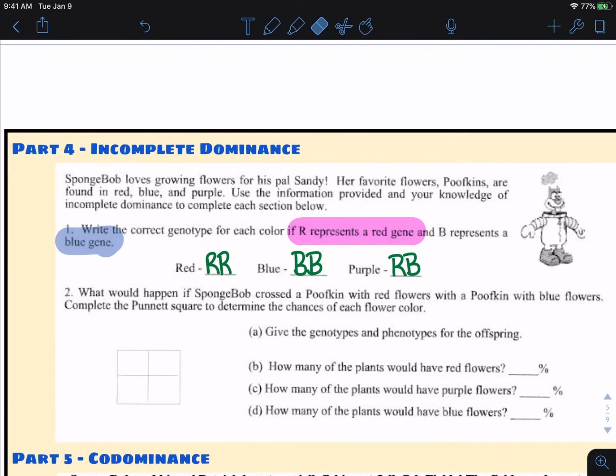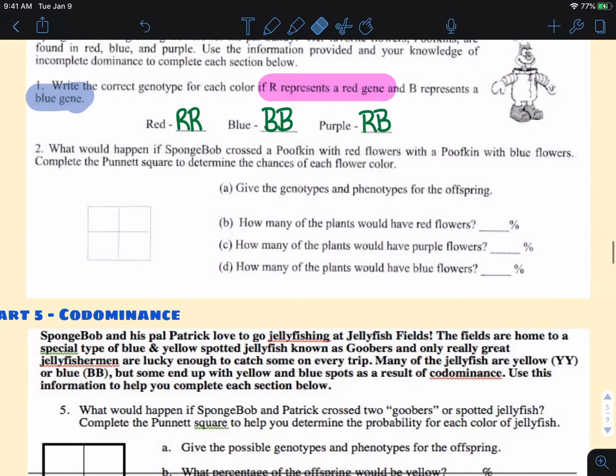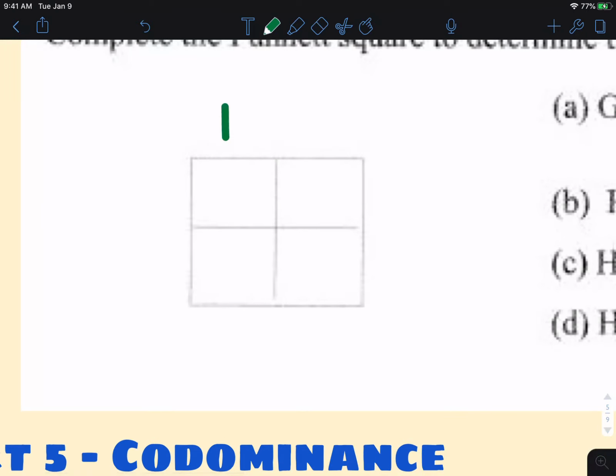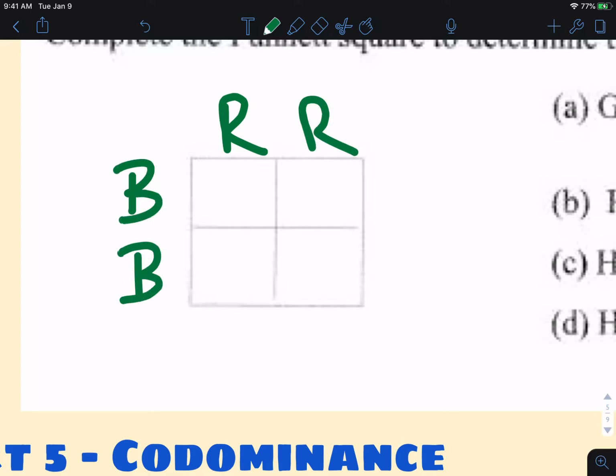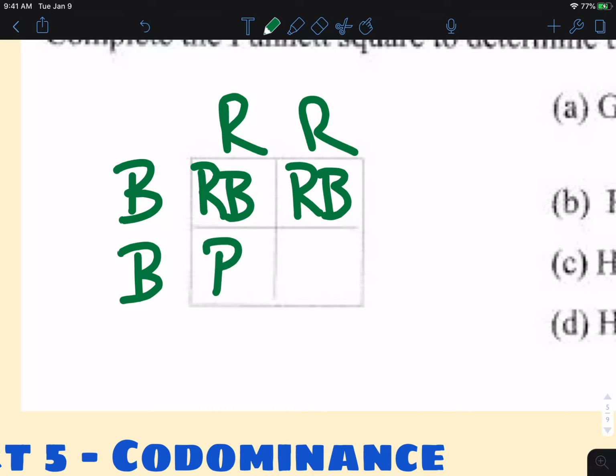All right, so let's move on. What would happen if SpongeBob crossed a puffkin with red flowers with a puffkin with blue flowers? Complete the Punnett square to determine the chances of each flower color. Okay, so if we look at this Punnett square, and we have a red one, which we know red is represented by RR, and we have a blue one, which is represented by the genotype BB, and then we just go ahead and we fill out the Punnett square for the rest of the way. We end up with RB, RB, RB, and RB.